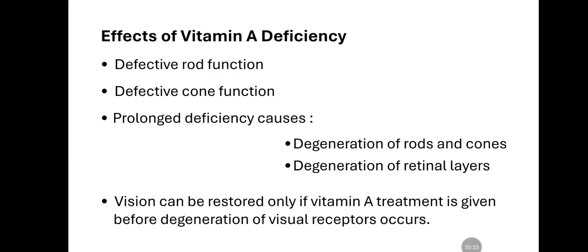Prolonged deficiency causes degeneration of rods and cones, degeneration of the retinal layer. Vision can be restored only with vitamin A. Treatment must be given before degeneration of visual receptors occurs.